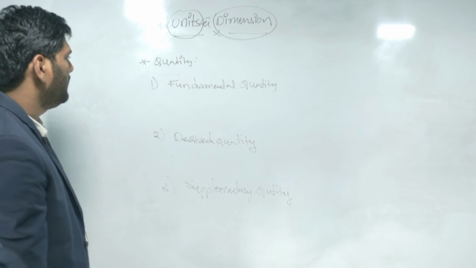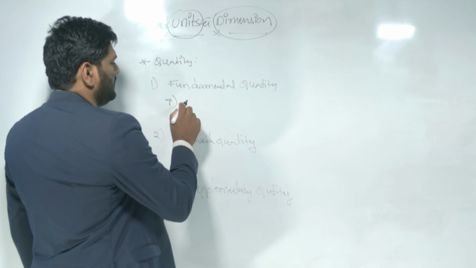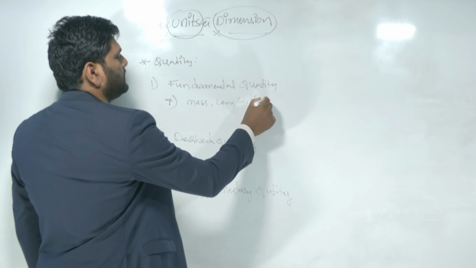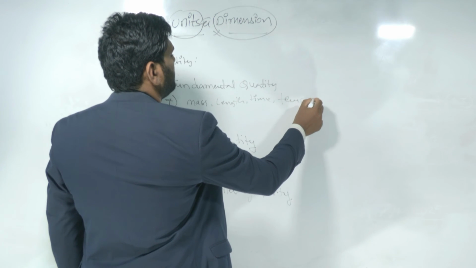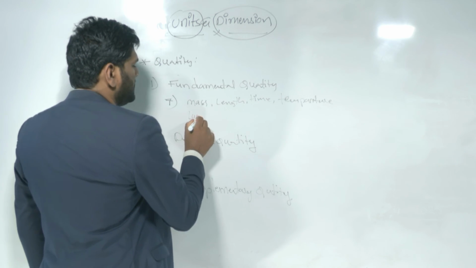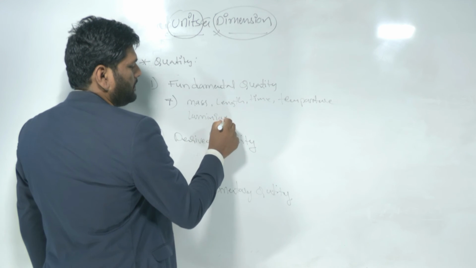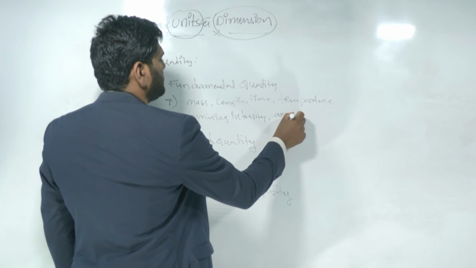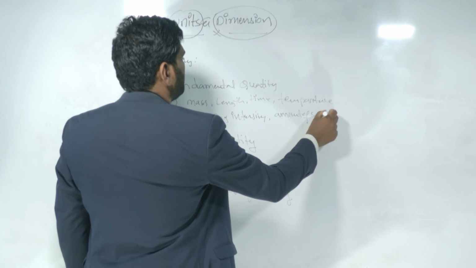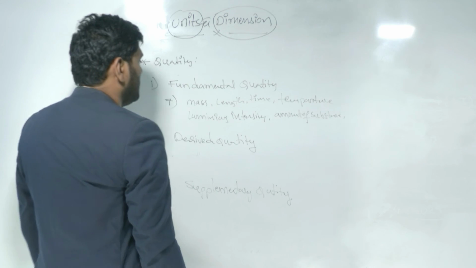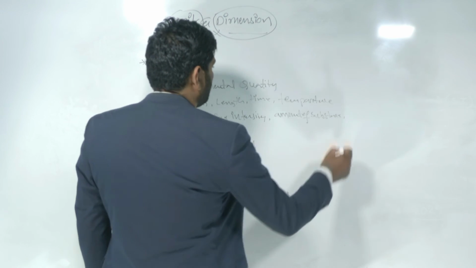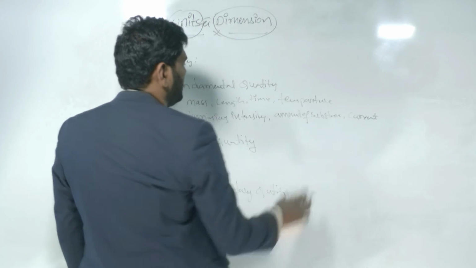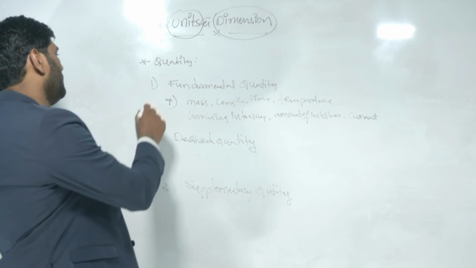Here, fundamental quantities, how many are there? You know, 7: mass, length, time, temperature, luminous intensity, amount of substance, and current. 1, 2, 3, 4, 5, 6, 7. Yes, 7 quantities. So that is about fundamental quantities.